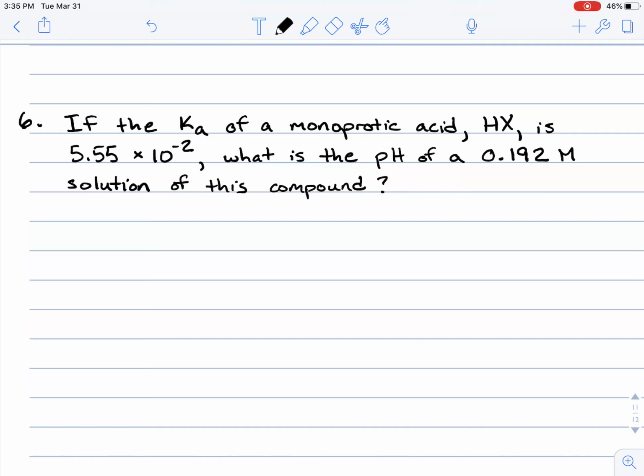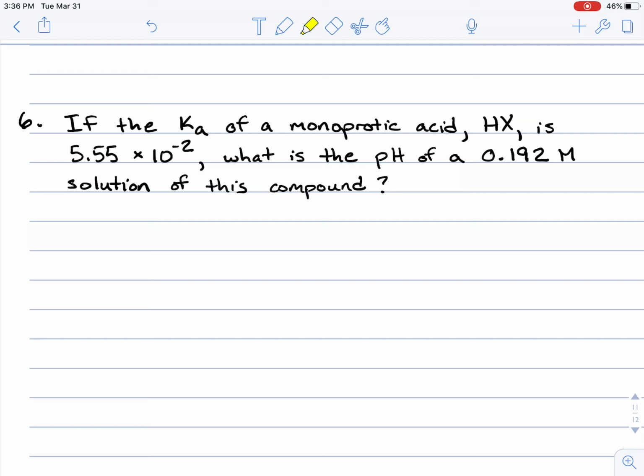And so for number 6, if the Ka of a monoprotic acid, HX, is 5.55 times 10 to the negative 2, what is the pH of a 0.192 molar solution of this compound? And there's really no other follow-up questions, and you guys will see why. But if you wanted to determine percent ionization, the pOH, and the concentration of OH, or the pKa, pKb, or Kb, you guys have the tools to be able to work that out on your own. All right, so let's just focus on the problem.